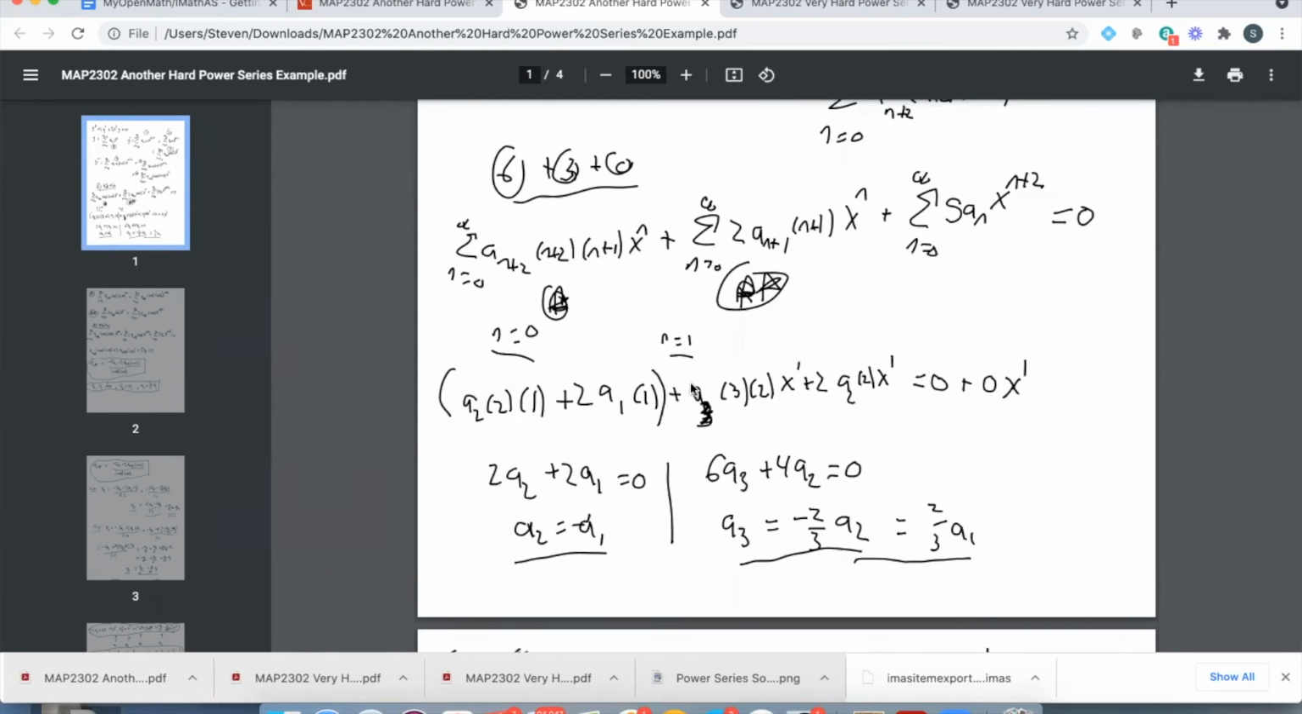Plug in n equals 1. Okay, so I guess I'm trying to figure out what I did here. I did both simultaneously. Plugged in n equals 0. That's this. For all my n's, plug in n equals 1 to both of these. That's supposed to equal, what do we have on the right? 0. I'm supposed to have a 0 x to the 0 and a 0 x to the first.